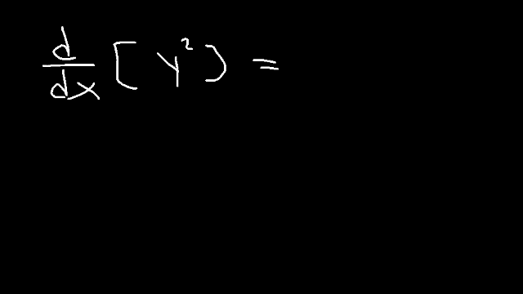In this video, we're going to go over implicit differentiation. So in this topic, when you're dealing with implicit differentiation, you're differentiating the equation with respect to x. Let's say if you want to find the derivative of y squared with respect to x. This is going to be 2y times dy/dx.